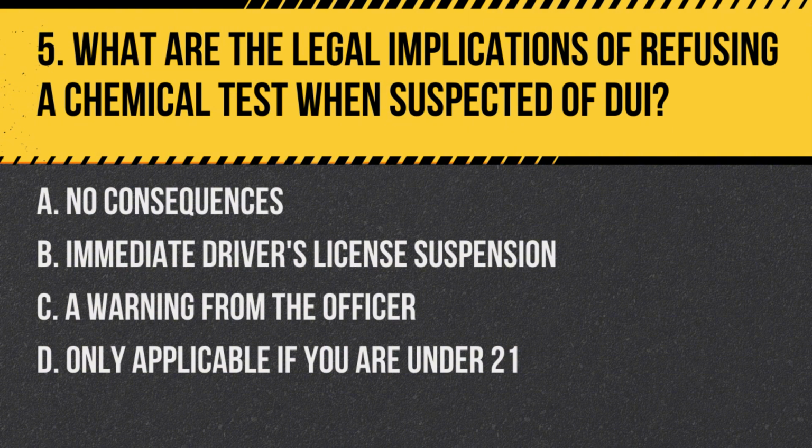Question 5. What are the legal implications of refusing a chemical test when suspected of DUI? A. No consequences. B. Immediate driver's license suspension. C. A warning from the officer. D. Only applicable if you are under 21. Answer. B. Immediate driver's license suspension. Refusing a chemical test results in automatic suspension of your driver's license.